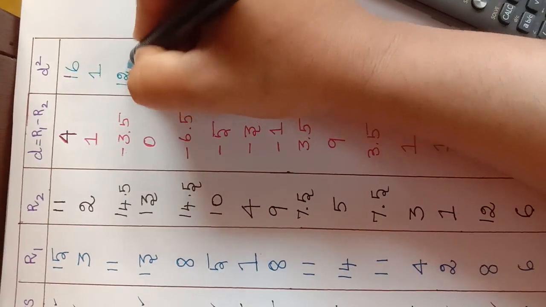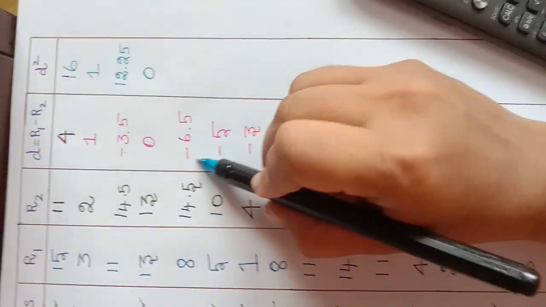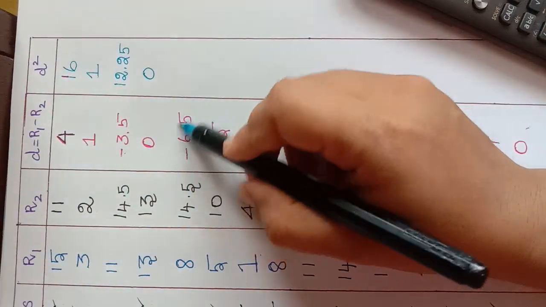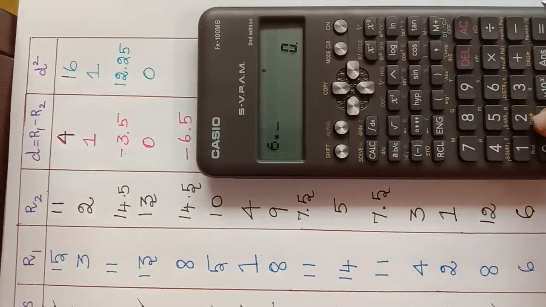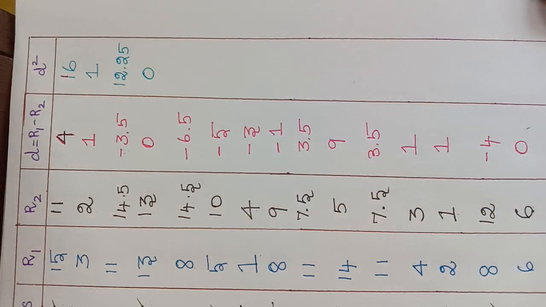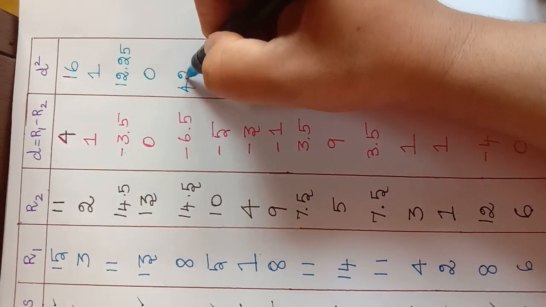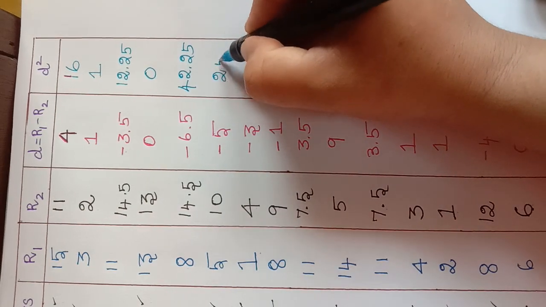So 12.25. 0 square is obviously 0. Minus into minus will become plus. This number will become positive when we square it. And what is 6.5 square? It equals 42.25. So next is 5 square, which is 25.